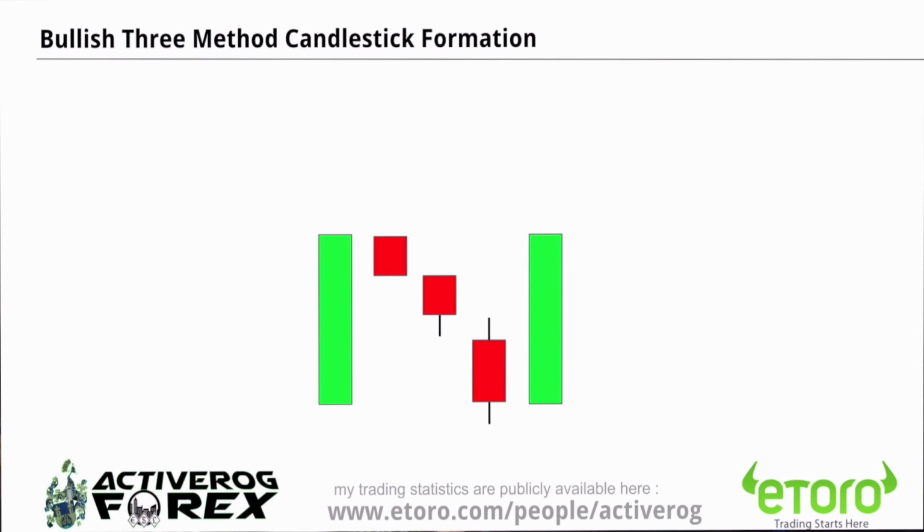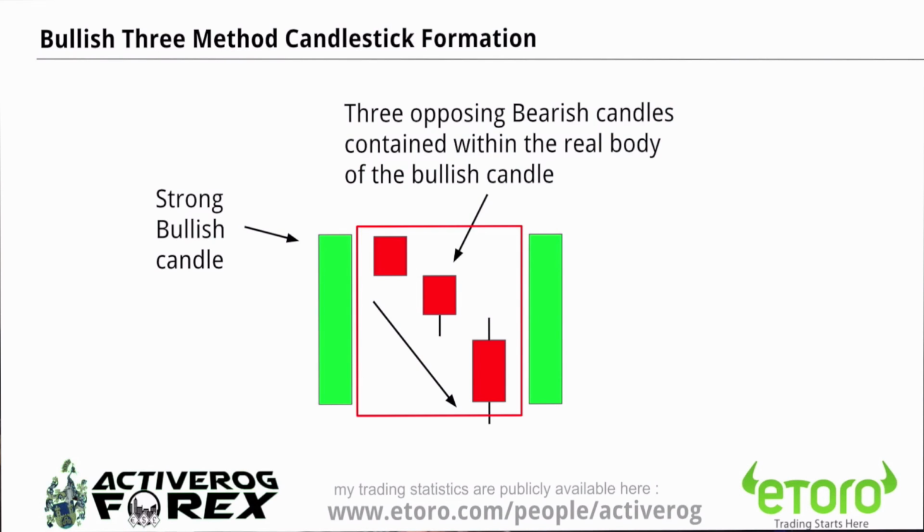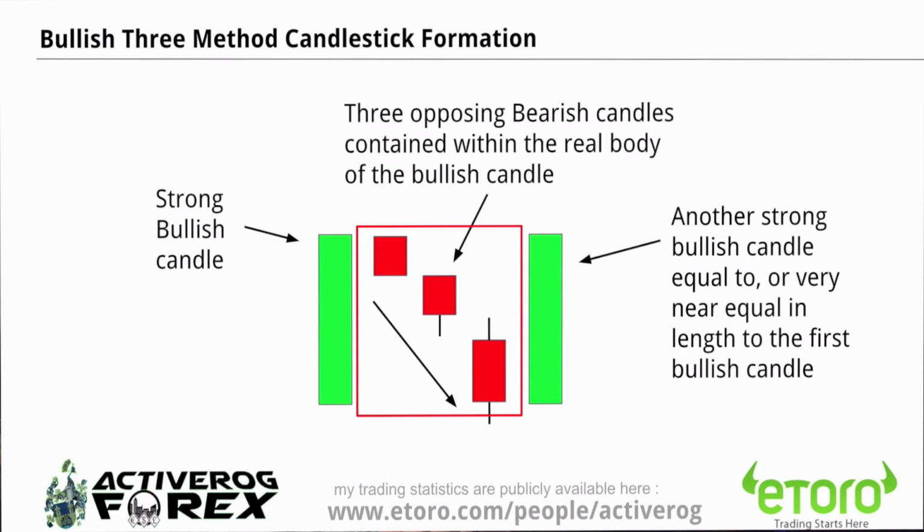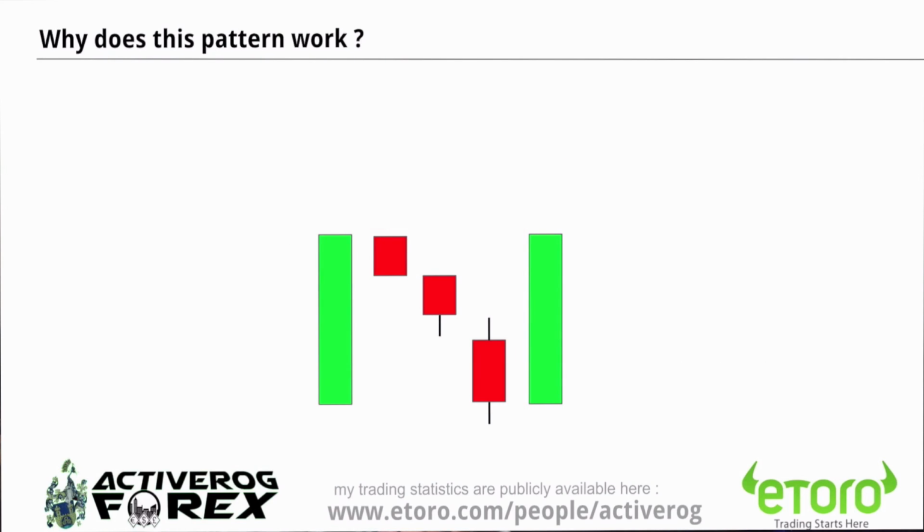The bullish three methods candlestick formation is the same as the bearish three methods candlestick formation but reversed. The first candle is a strong bullish candle, followed by 3 bearish candles, all of which are contained within the real body of the first strong bullish candle. Then there'll be another bullish candle. This candle should be equal to the length of the first candle or be very close to it. Why does this pattern work?